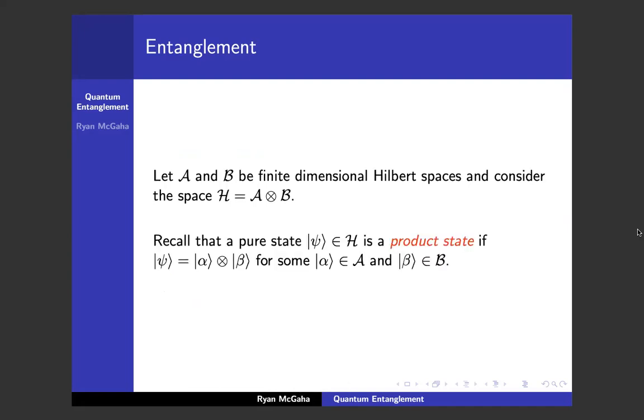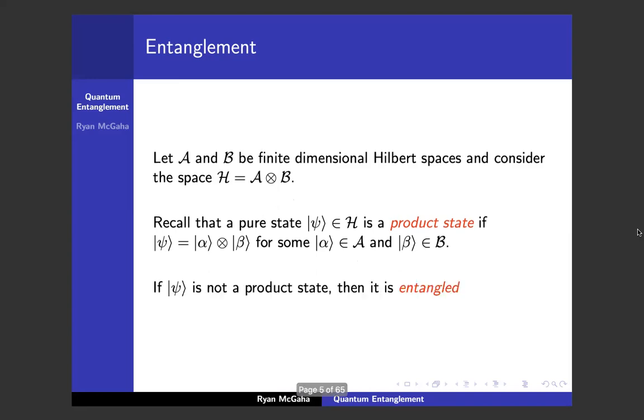And so let's look at what product states are. If I have some pure state on my Hilbert space, it is a product state if it is equal to some alpha tensor beta, where alpha lives in A and beta lives in B. Okay, and we say that if ψ is not a product state, then it's entangled. So if I can't write my state as a simple product like that, then we say that the state is entangled.